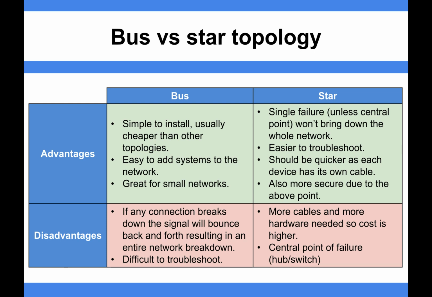The disadvantage of a star is there are more cables and more hardware needed, so the cost is higher, and there is one central point of failure where if that goes down, the network goes down. But generally speaking, a star in most cases is better than a bus.